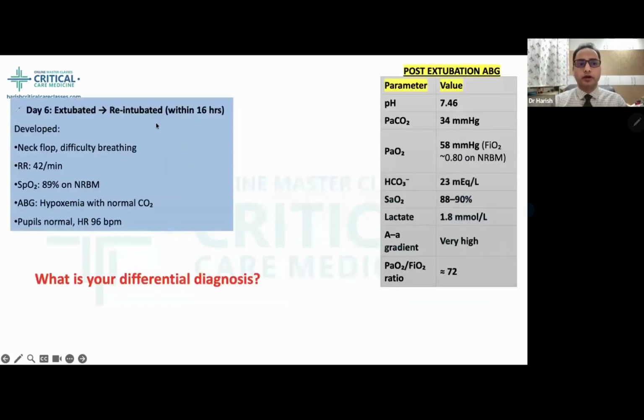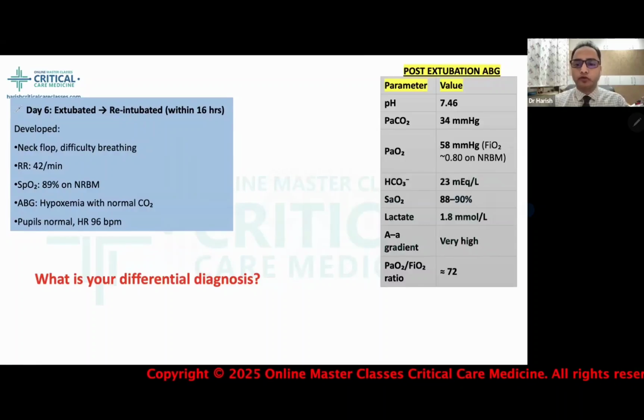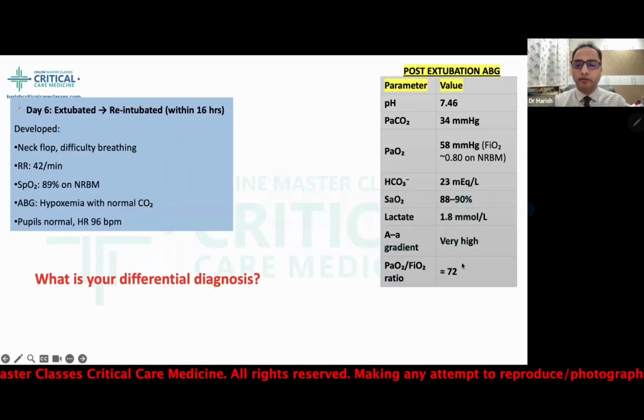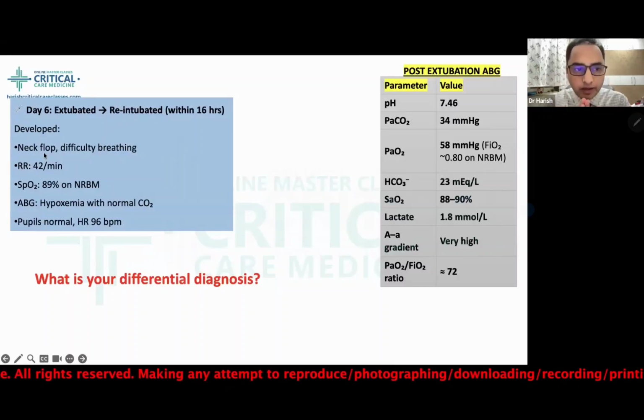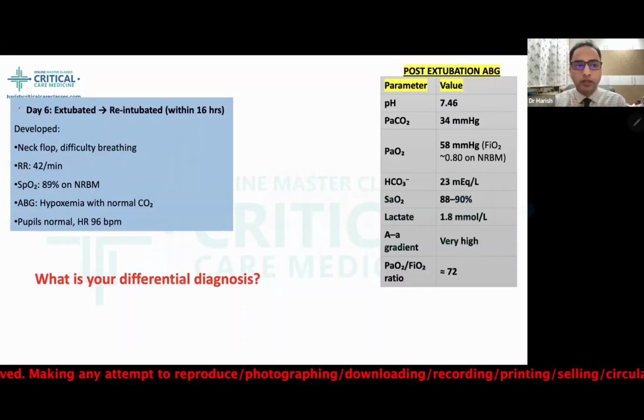Day 6, the patient got extubated, but the problem was post-extubation. His PCO2 is 34, pH is 7.46, PO2 is 58 on 80% via NRBM. Bicarb is 23, SaO2 is 88 to 90, lactate is 1.8. The A-a gradient is very high, PF ratio is 72. Along with that, he developed floppy neck, difficulty in breathing, and his respiratory rate is 42 per minute.